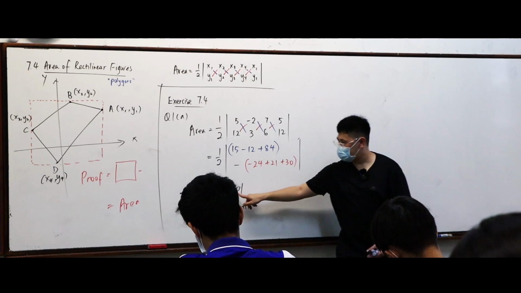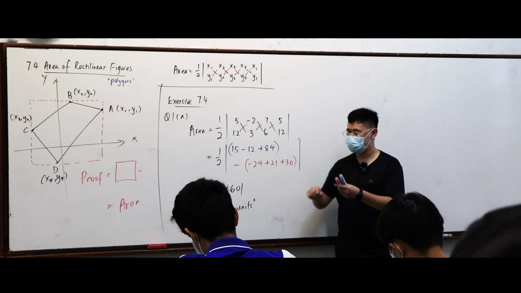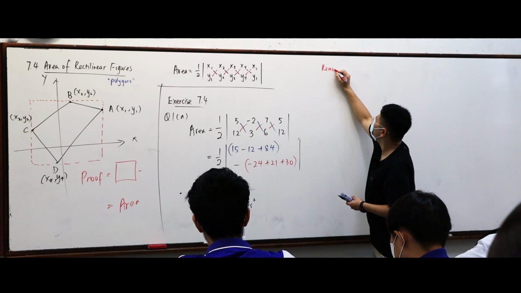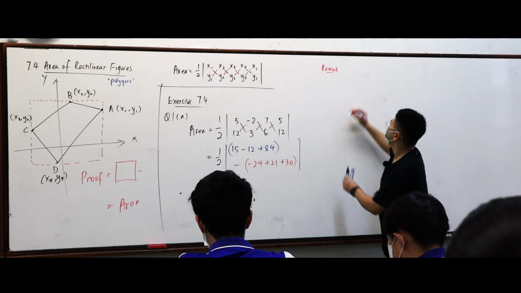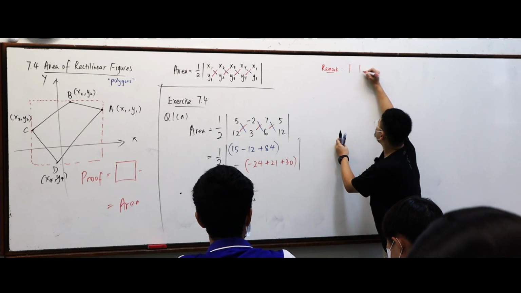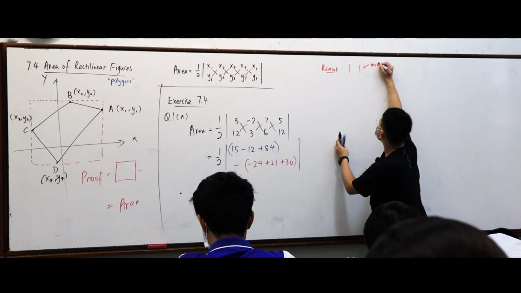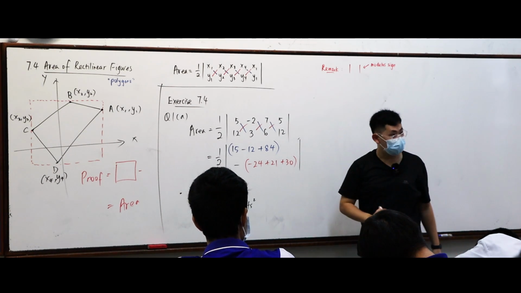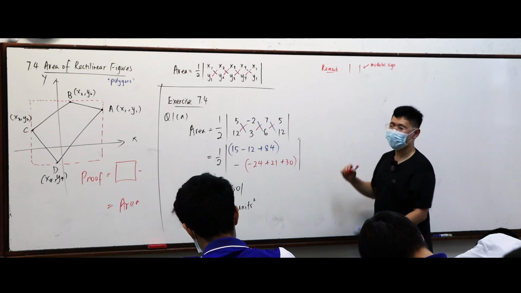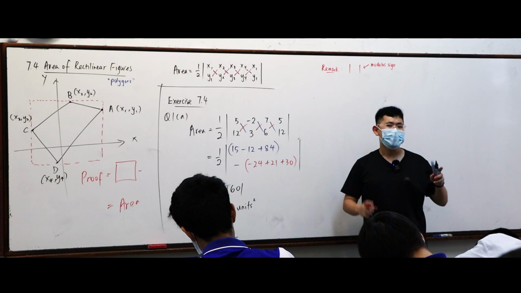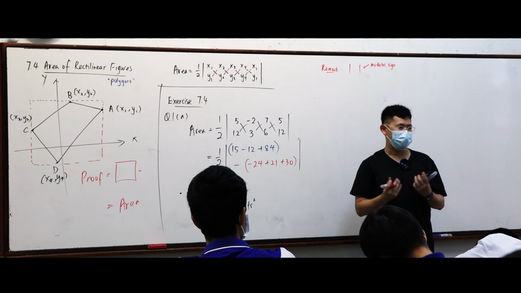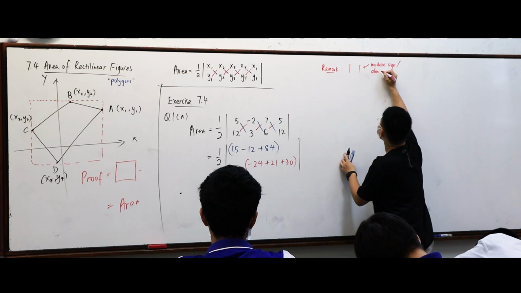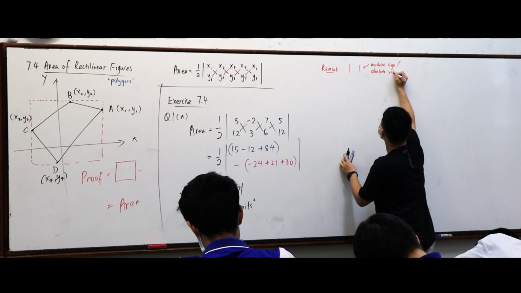So what does this mean? Maybe let me add one short remark over here. This is what we call the modulus sign. It means, especially for physics students, that we are looking at the absolute value of this thing. We are looking for the absolute value.